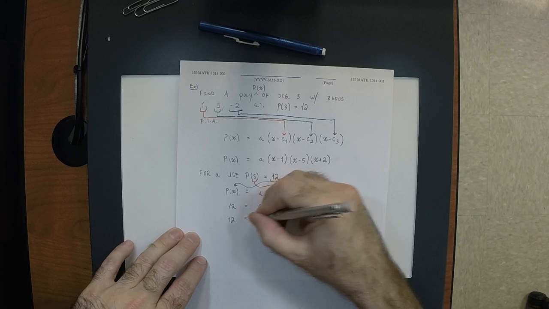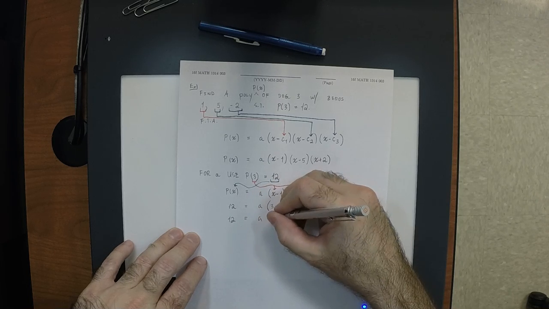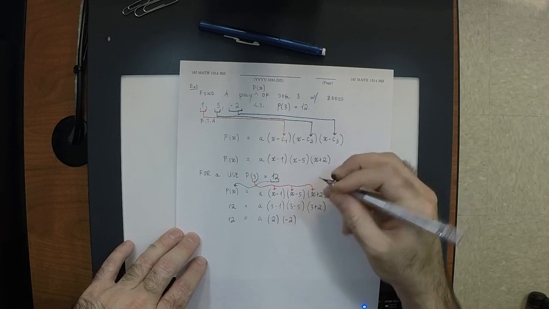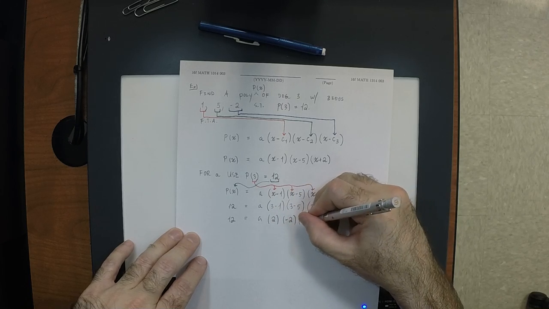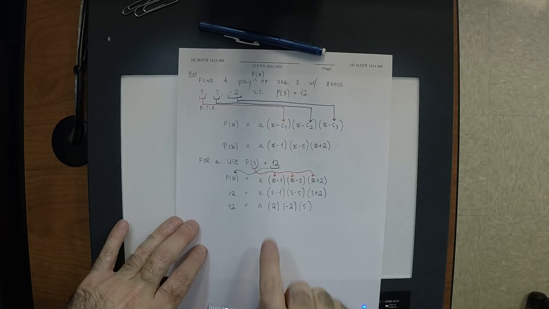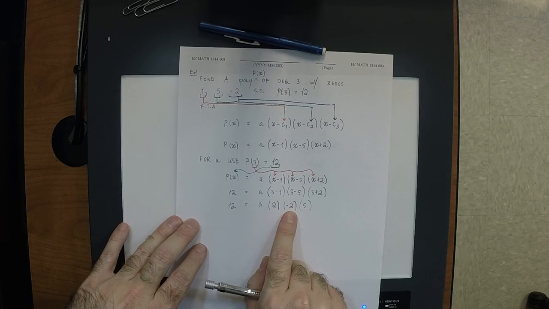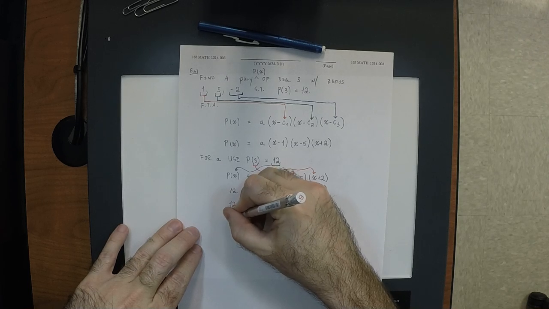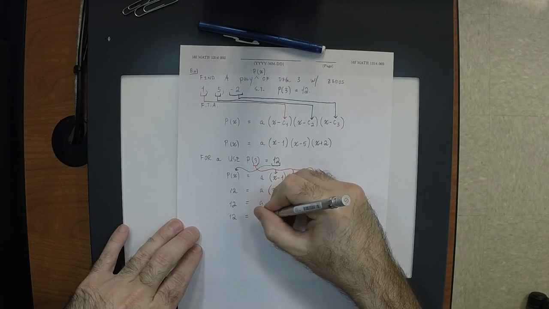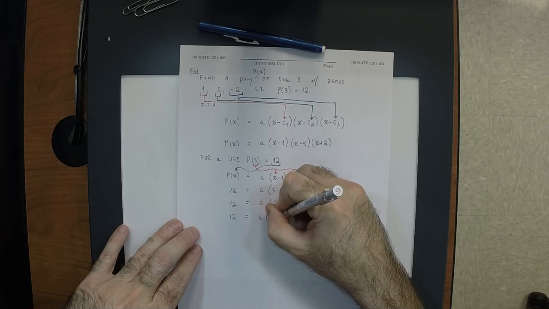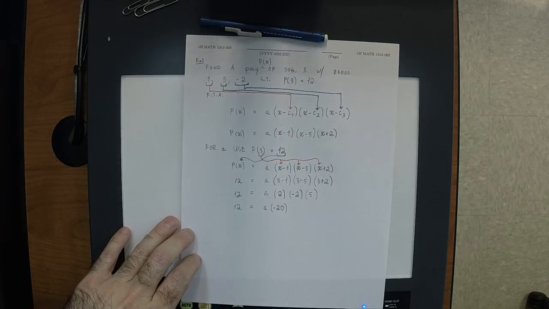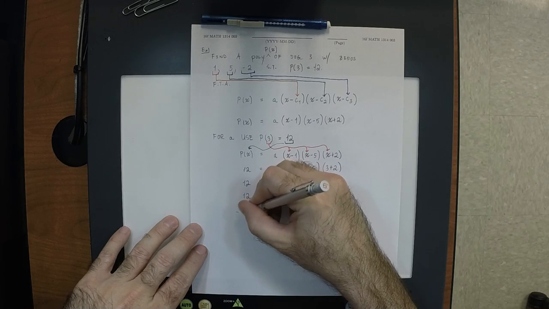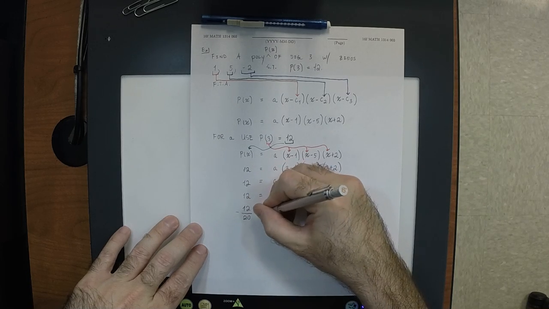So 12 is A multiplied by, okay, 3 minus 1 is 2, 3 minus 5 is negative 2, and 3 plus 2 is 5. 2 times negative 2 is negative 4, times 5 is negative 20. So 12 is A multiplied by negative 20. So now what? Very good. So then negative 12 over 20 is A.